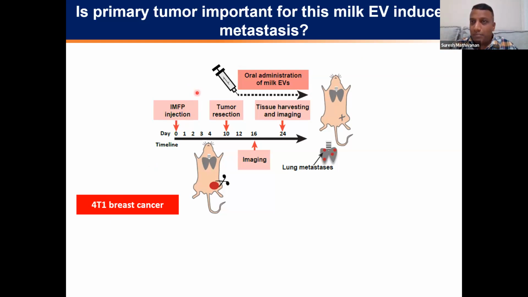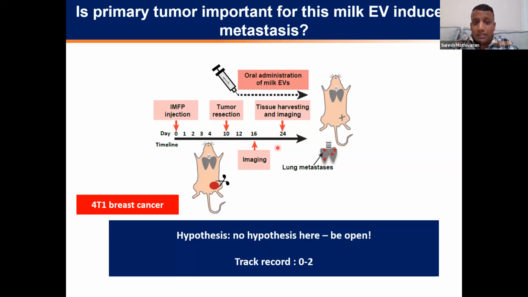We did a mammary fat pad injection, resected the primary tumor after 10 days. And at this stage, we already know the primary tumor has seeded onto the metastatic organs. And then oral administration of milk EVs was done, and we looked at lung metastasis.